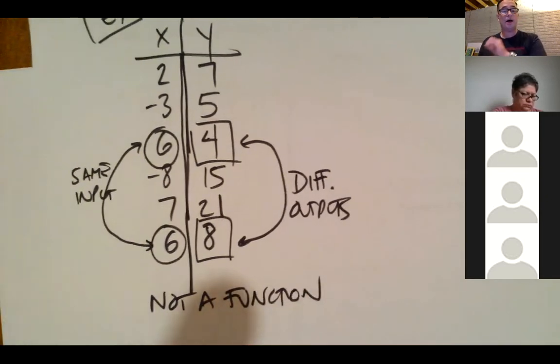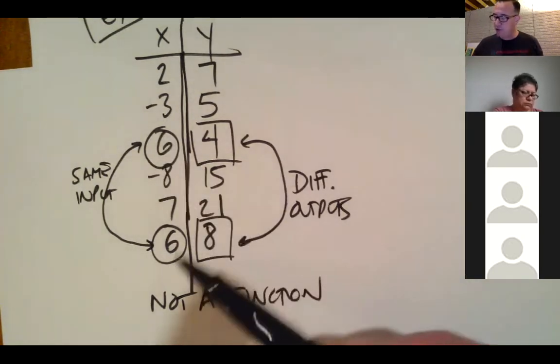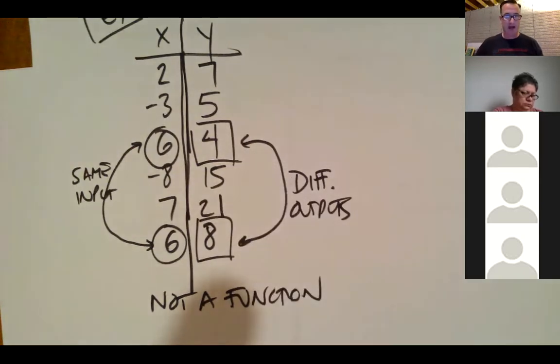Now, here is another thing that I want us to do for a minute. This is a really good way of writing this out as we figure this out: saying, what is it that I'm looking for? In this case, a repeated input. They gave me two different outputs, not a function.